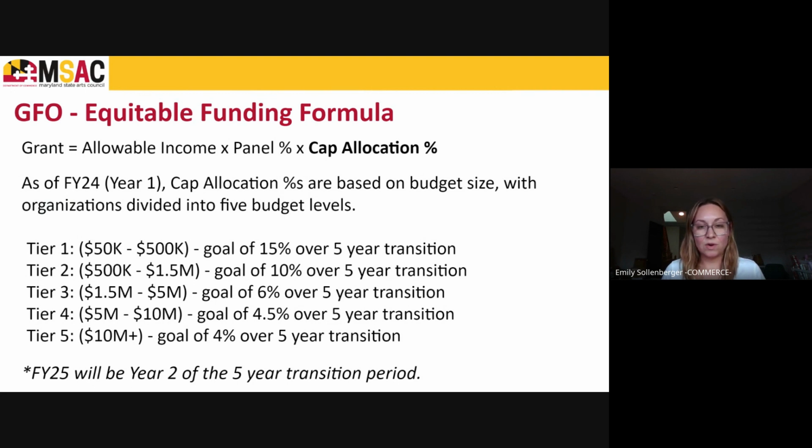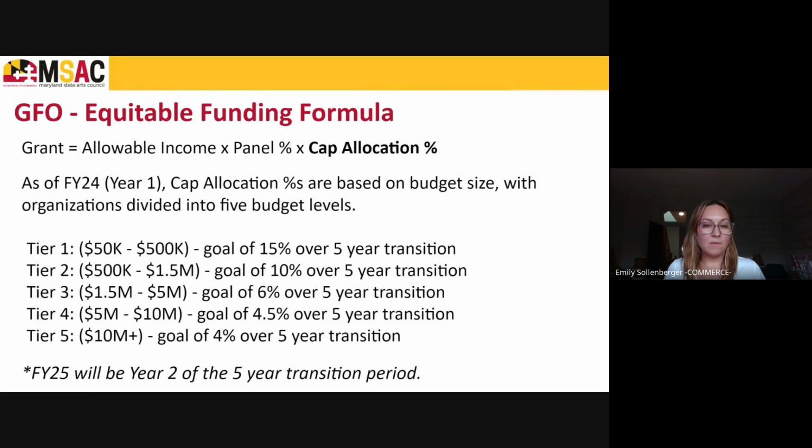This was determined a couple years ago when we went through an editing process for the formula, and we got some communications out and put it into place this current year. So the equitable funding formula is impacting your cap allocation percentage, so that third variable in the funding formula.